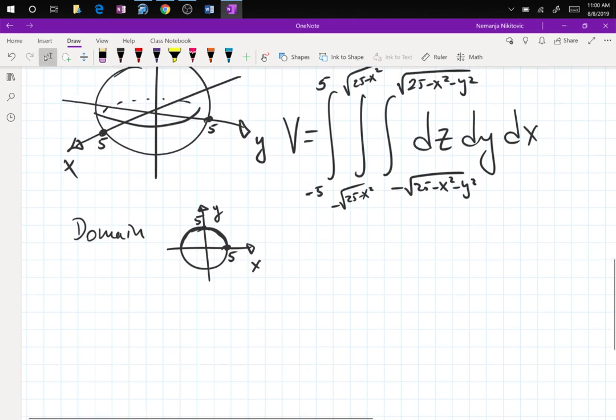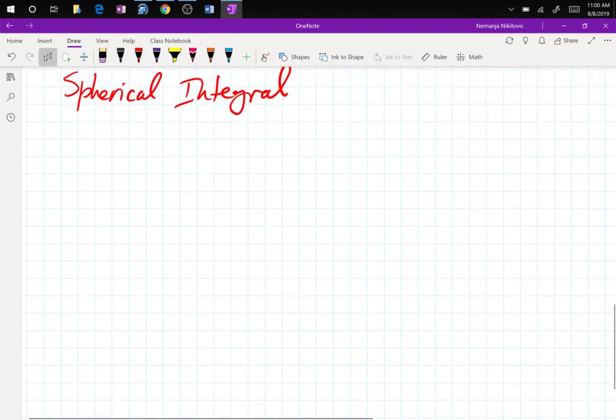There's a much easier way to deal with this if you are using the spherical integral, because the spherical integral takes all of these in terms of a ball, and you're integrating a ball, so that should be the easiest integral to do, to get the volume of the sphere. So before we get there, let's write down the spherical integral, and then we'll deal with the rest.